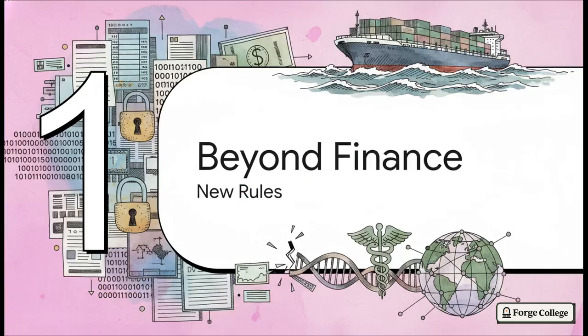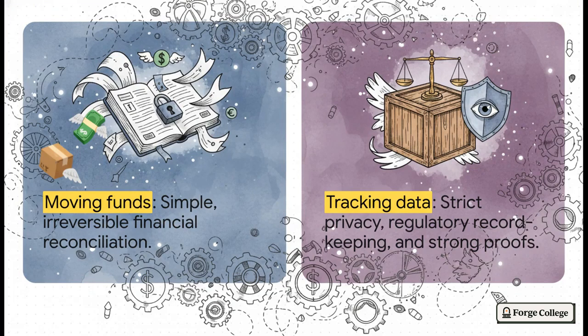Section 1. Beyond Finance. New rules. You know, when you move funds, it's pretty much binary. The parties involved really just need to know the payment is final so they can balance their books, and that's it. Simple. But what if you're tracking a massive shipping container full of bananas across the ocean? Now that introduces some real-world messy constraints. Suddenly you've got strict privacy laws, nosy competitors sniffing around, and a whole lot of regulatory red tape. You have to prove who did what, but absolutely without exposing all your trade secrets to the entire internet. It is a massive balancing act.